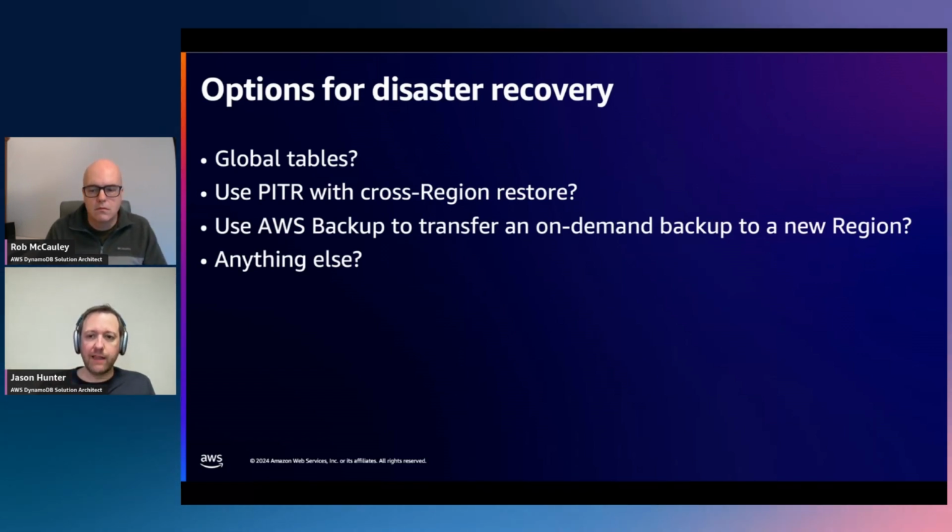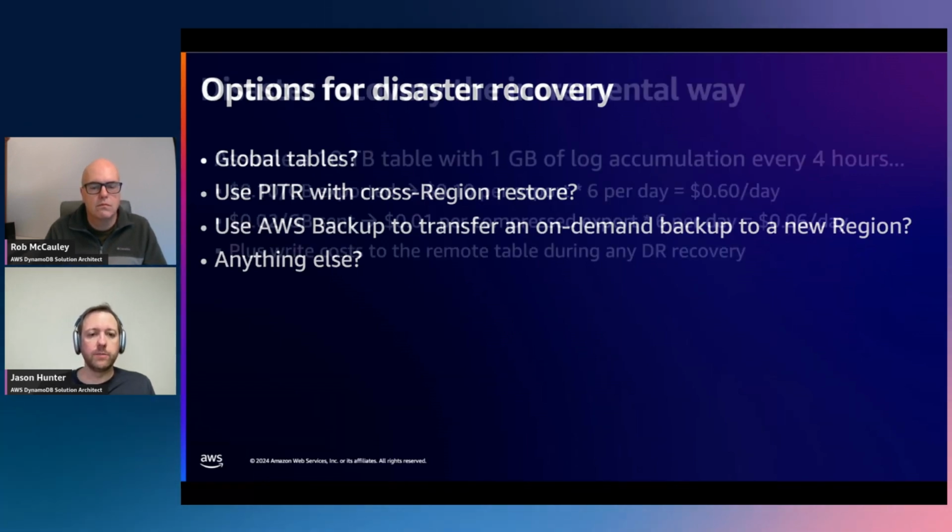That depends on your RTO. How long do you have to get live in the other region? If it's 10 minutes, you better have a hot table. But if you've got 6 hours, maybe say, I'll make the table, I'll load it, I'll be ready by the time I need to be in business again. So it really depends on your RTO, RPO when you're doing disaster recovery setup. But you have a new thing here with incremental export.